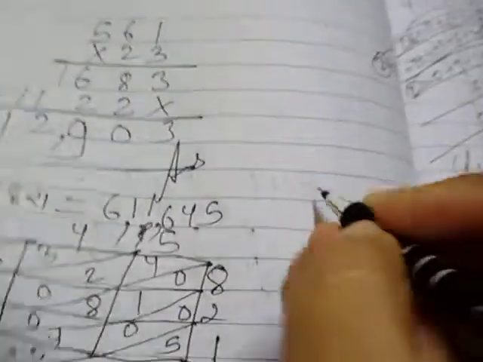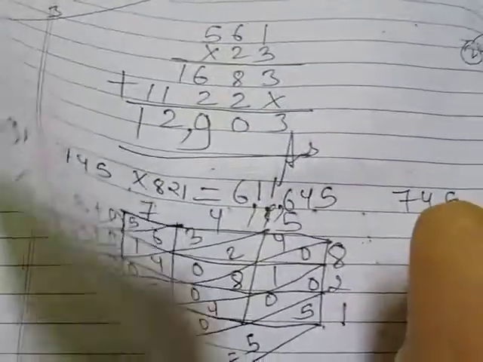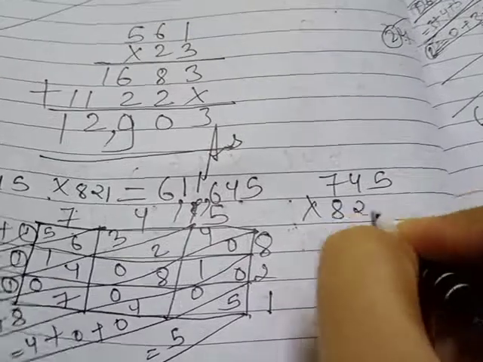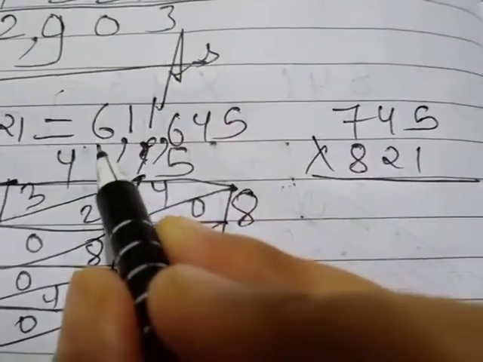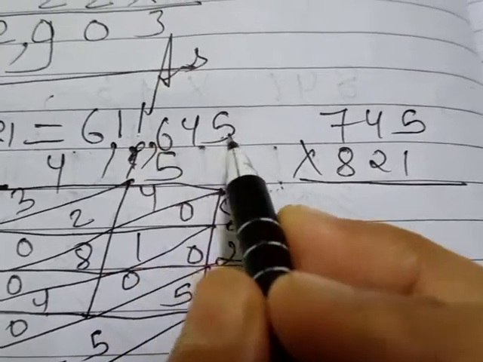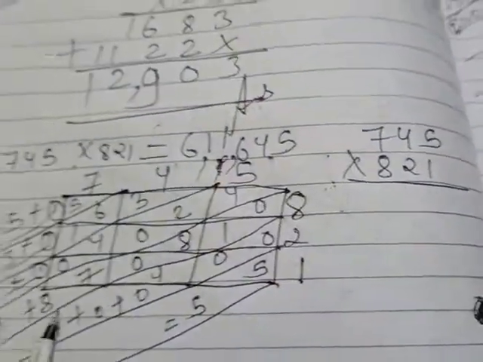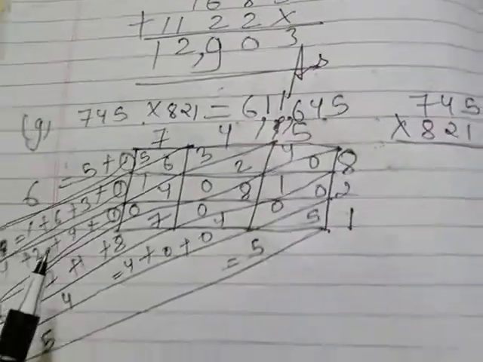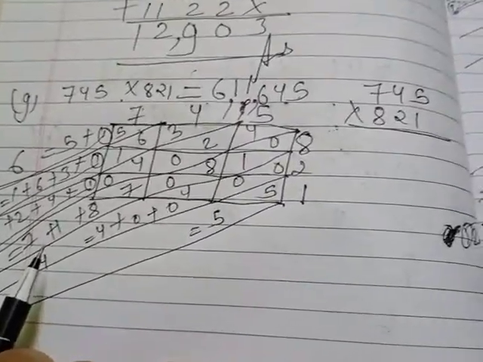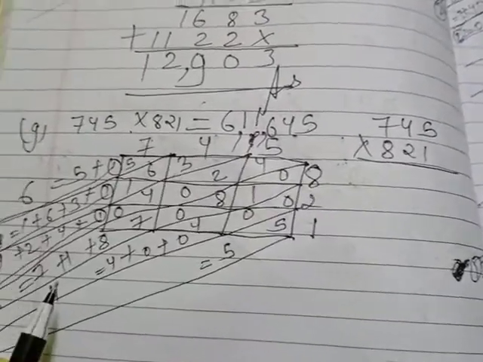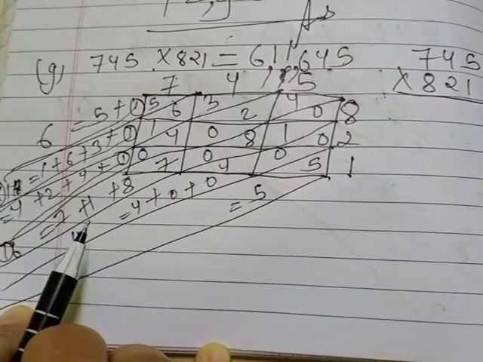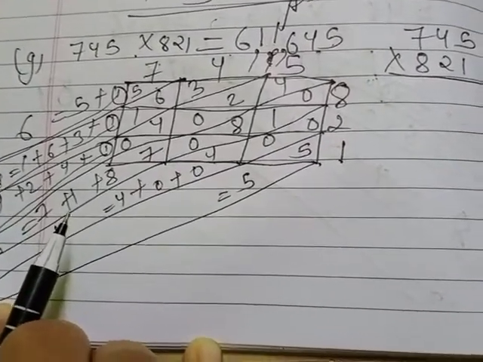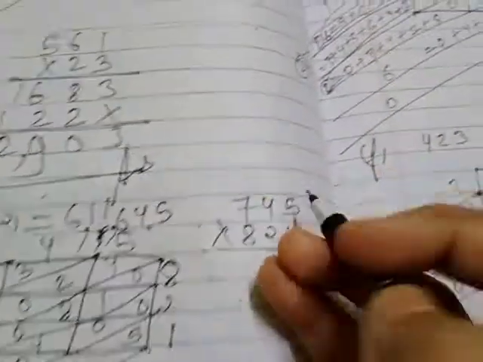So when you multiply 745 into 821, if you are getting the answer 6,11,645, it means your answer is correct. Means while solving with your lattice method and your column method, if both answers are matching, your solution is correct. Otherwise some solution or the other is wrong.